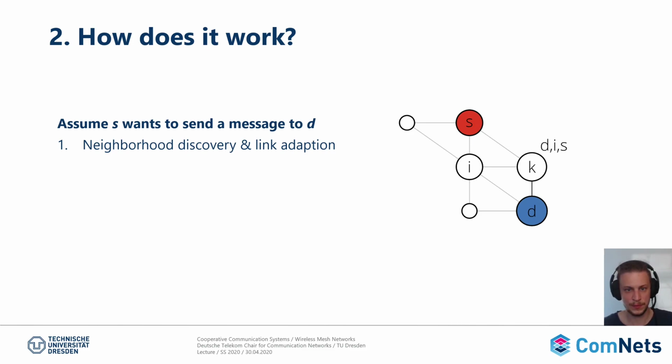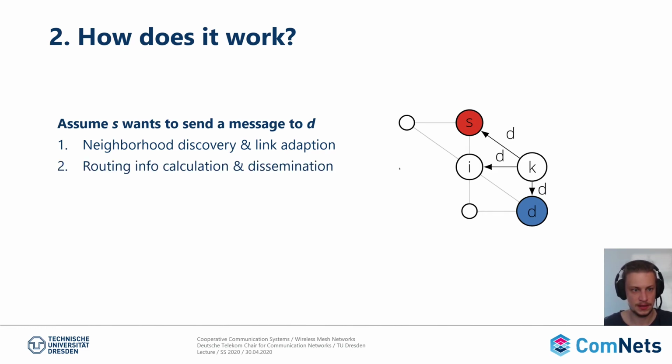So now let's assume we take this node K as an example. We could call it Carl, and Carl is now aware of its neighbors, being S and I and D, so Susie and Daisy and some node I, but this does not help Susie to reach her friend Daisy, because they're only aware of their neighbors. So the next step would be routing information calculation and dissemination in the network. So reaching multi-hop connectivity.